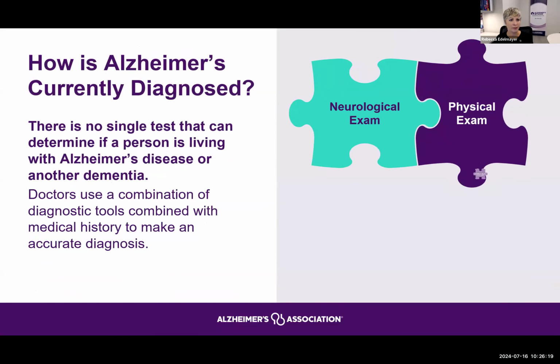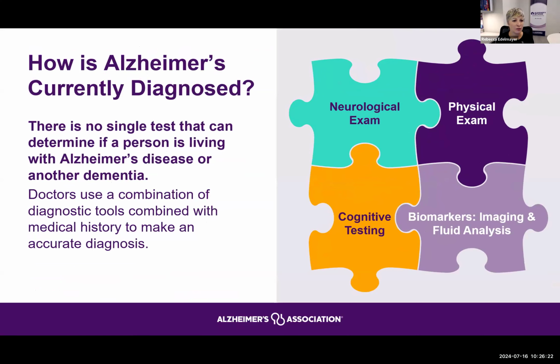I do want to talk a little bit about how Alzheimer's disease is currently diagnosed. We know that there's no single test today that can determine if a person is living with Alzheimer's disease or another type of dementia. So we know that doctors really today use a combination of diagnostic tools combined with medical history to make an accurate diagnosis. So there's a variety of neurological exams and functional and cognitive testing that can be administered. There are physical exams that are completed to make sure you're not only potentially ruling in causes of your cognitive decline, but also ruling out those causes.